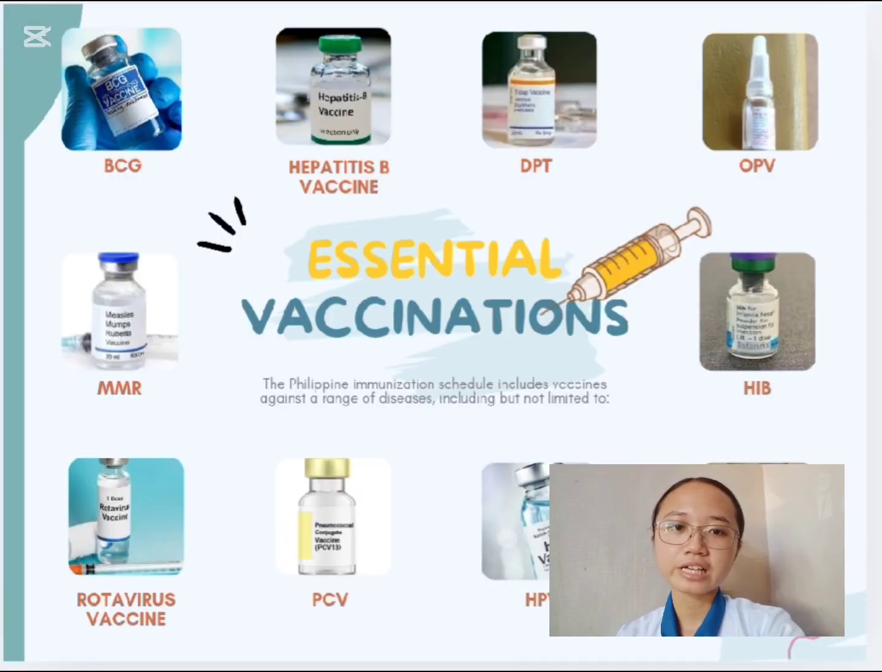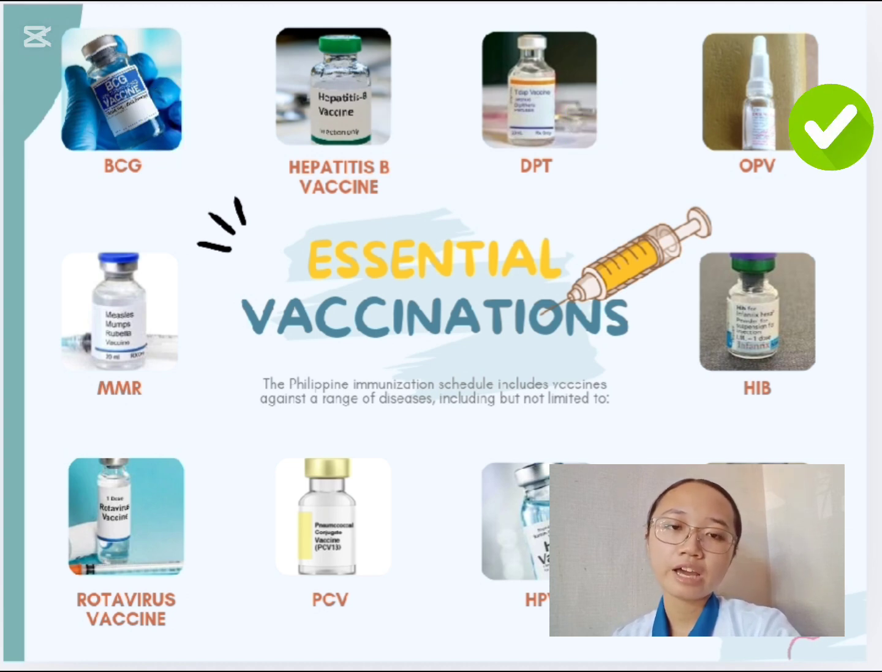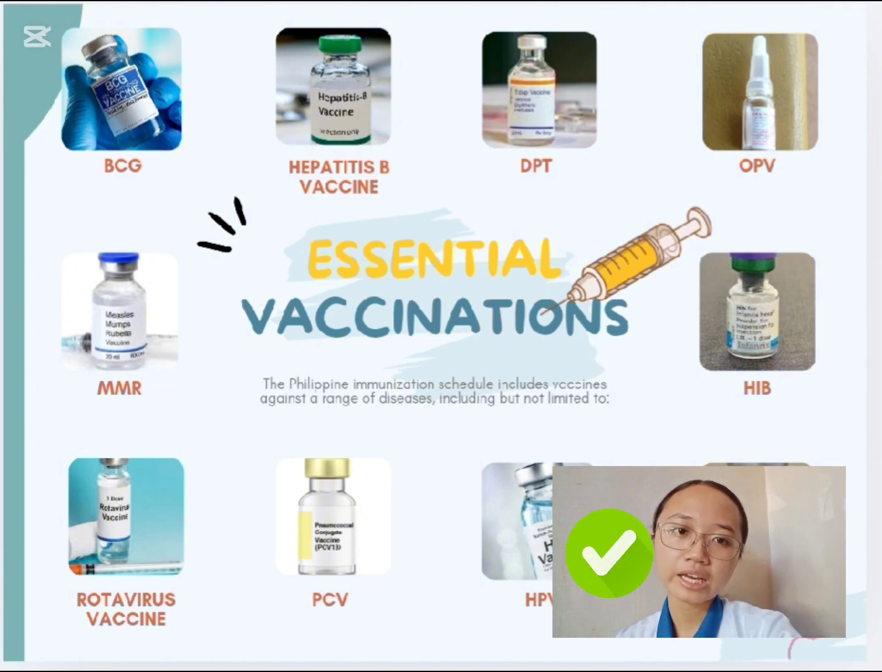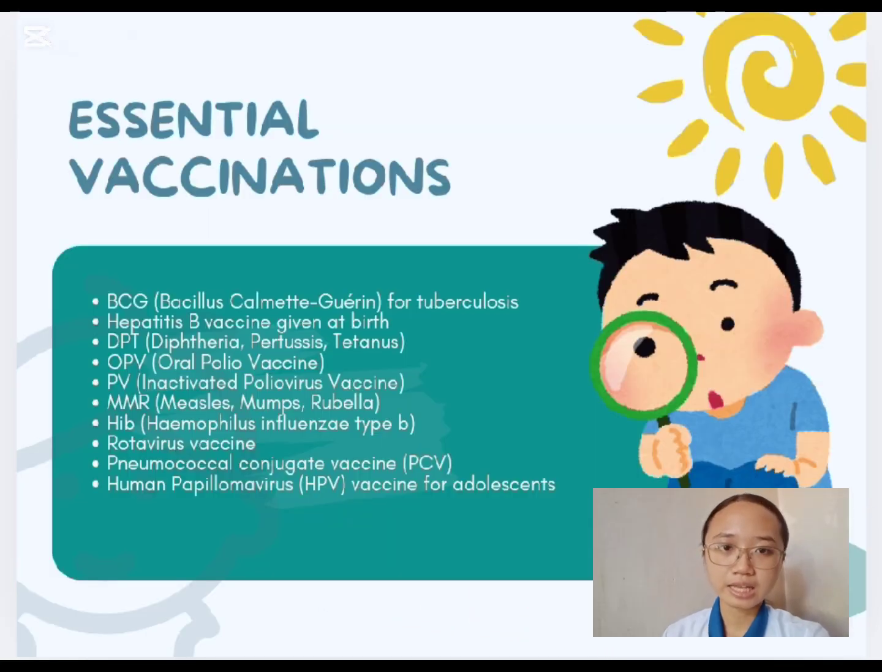The Philippine immunization schedule includes vaccines against a range of diseases. In this slide, there are numerous vaccines included such as BCG, hepatitis B vaccine, DPT, OPV, MMR, HIB, rotavirus vaccine, PCV, HPV, and lastly IPV. So for the next slide, at birth there are two critical vaccines which are BCG and hepatitis B vaccine. BCG prevents severe forms of tuberculosis like tuberculosis meningitis, whereas hepatitis B vaccine is administered within 24 hours of birth. It protects newborns from hepatitis B infection.